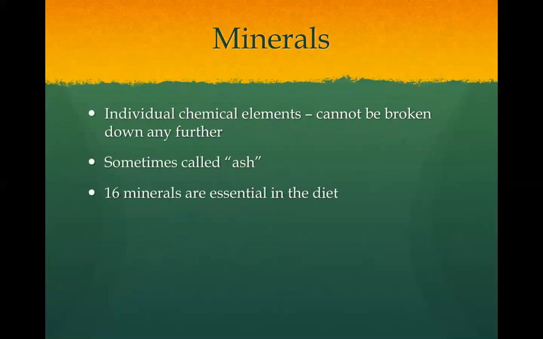Minerals. So we've talked slightly about vitamins, and now we're going to talk about minerals. Again, we're going to revisit all of these things in upcoming chapters. So minerals are individual chemical elements, just like the periodic table of elements. They come right off there, and they cannot be broken down any further. Sometimes they're called ash, and I know this is kind of morbid, but ash is left over after people are cremated, and those are our minerals. That's exactly what is left over.